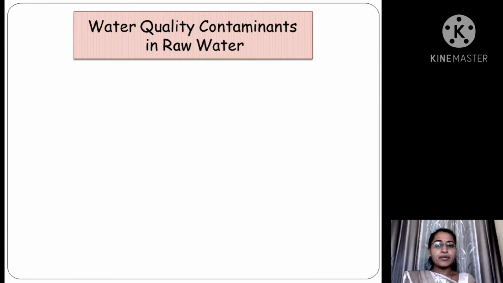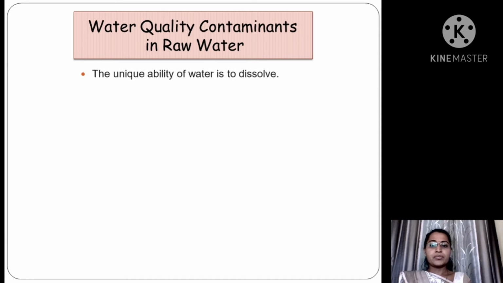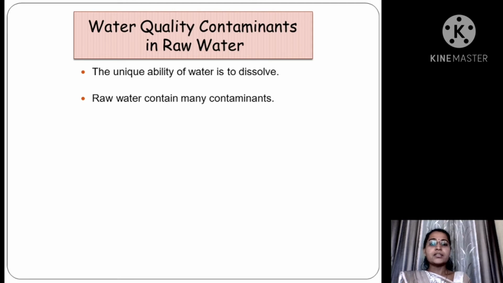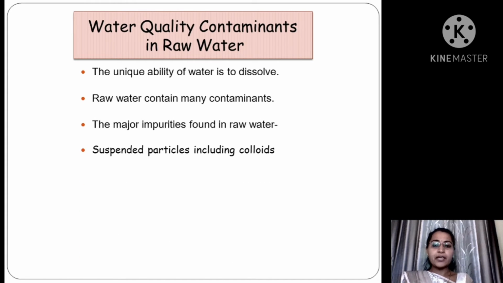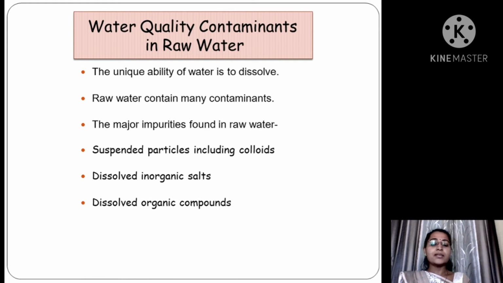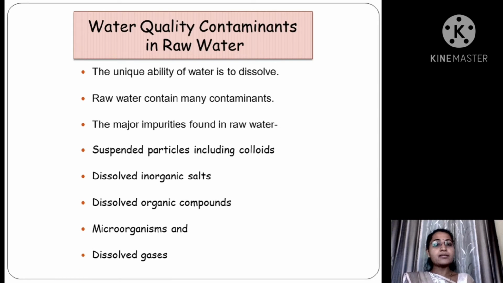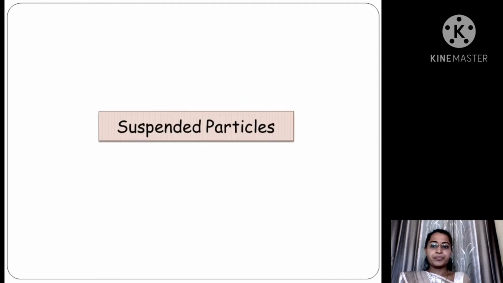Water quality contaminants in raw water. The unique ability of water is to dissolve, and the raw water contains many contaminants. The major impurities found in raw water are suspended particles including colloids, dissolved inorganic salts, dissolved organic compounds, microorganisms and dissolved gases. Now see all these contaminants one by one.